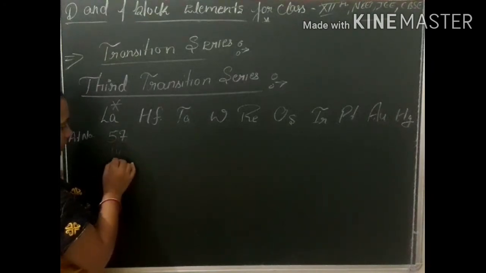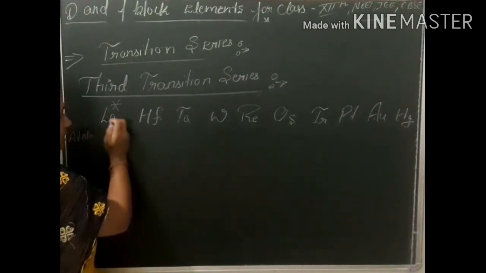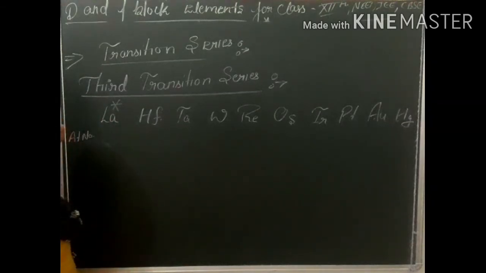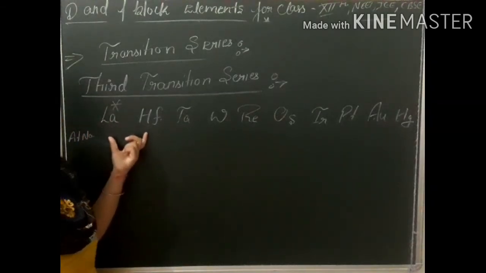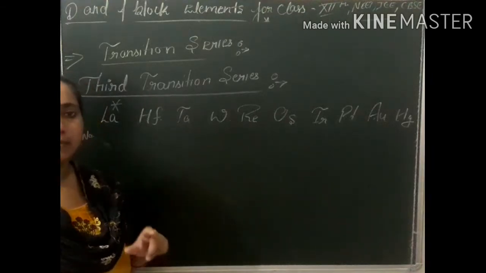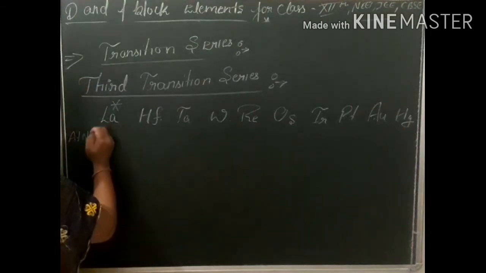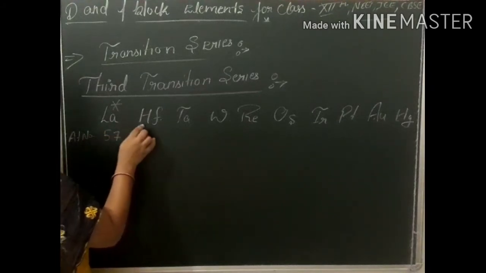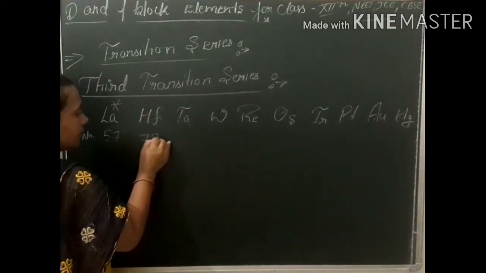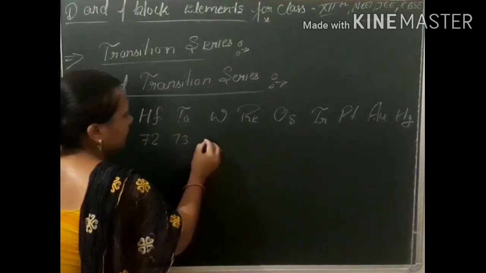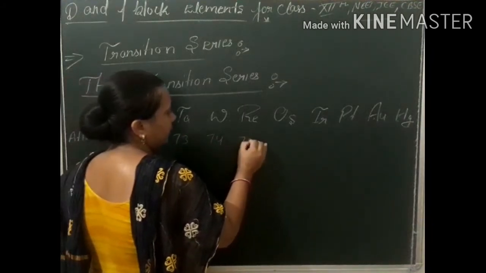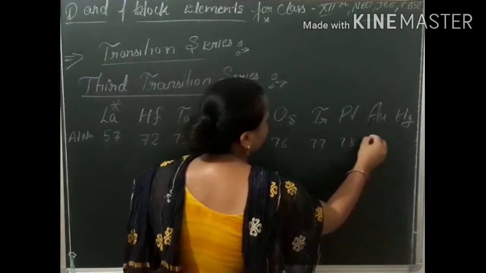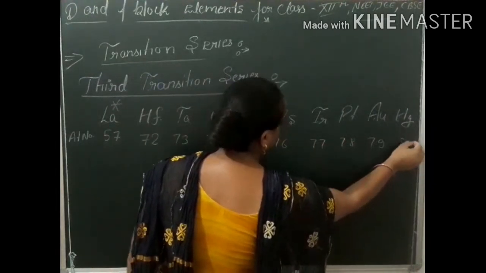यहाँ से 14 एलिमेंट्स F ब्लॉक एलिमेंट्स के होते हैं. तो लैंथेनम और हॉफनियम के बीच में 14 एलिमेंट्स का गैप होता है. So the atomic number of lanthanum is 57 and the atomic number of hafnium is 72. Then 73, 74, 75, 76, 77, 78, 79 and 80.